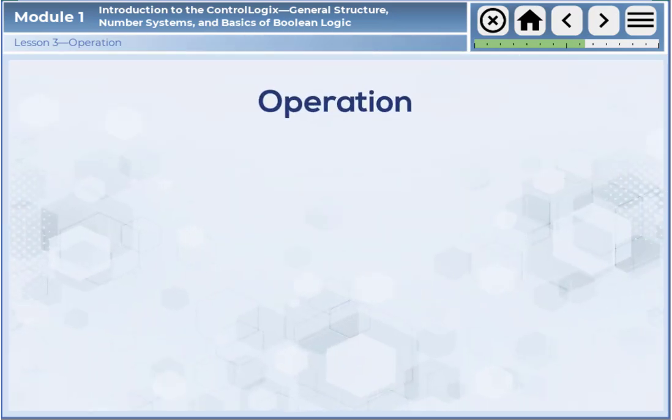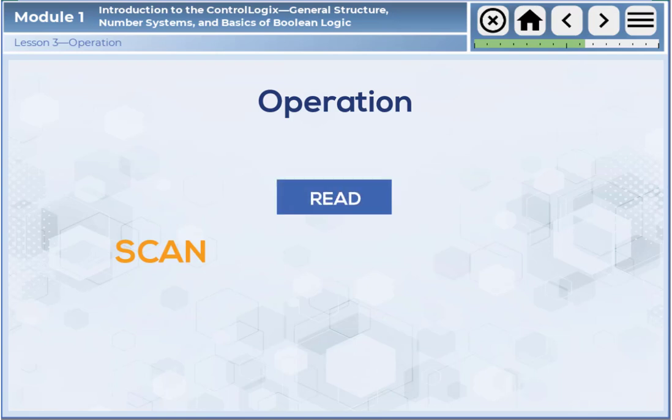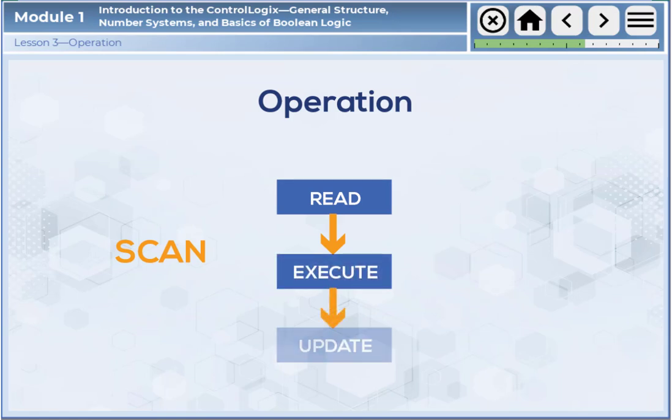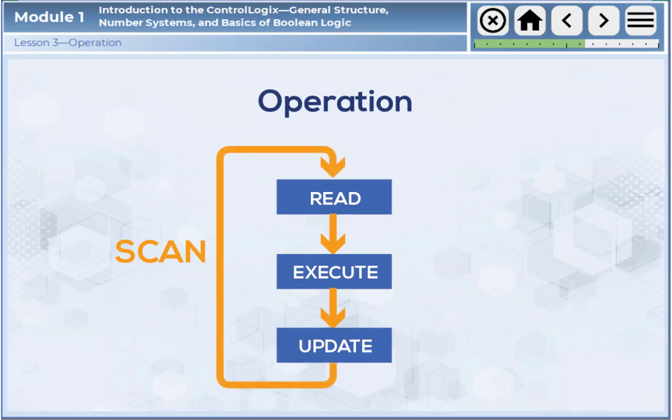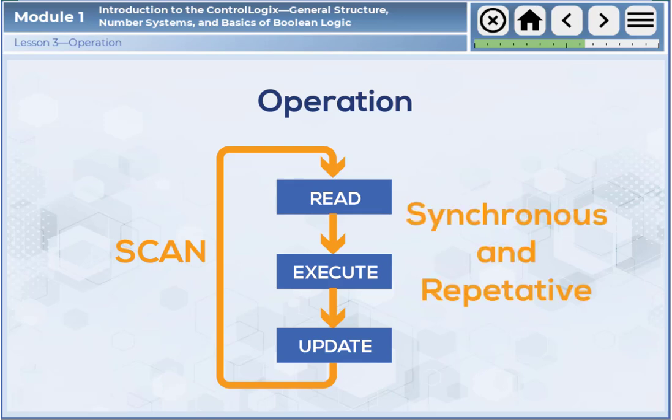Standard PLCs perform a three-step operation called a scan, which consists of reading the input status from input devices, executing the control programs stored in memory, and then updating or writing the status of the output devices based on the outcome of the control program execution. And a PLC performs this scan over and over again, constantly updating the outputs based on how new input conditions affect the control program. This operation occurs in a synchronous, repetitive manner.